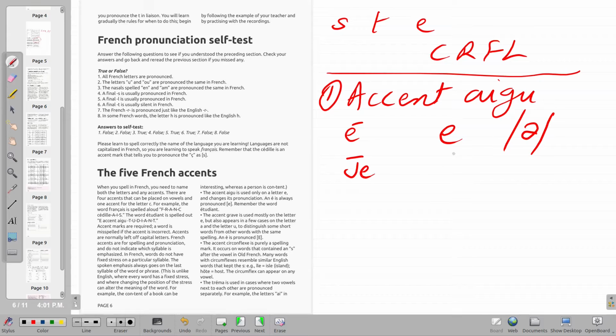So when you see the accent aigu on an E, that E is pronounced é. So that means that we can quickly identify 3 ways you can pronounce an E in French, depending on the word or depending on the accent that's placed on that E.